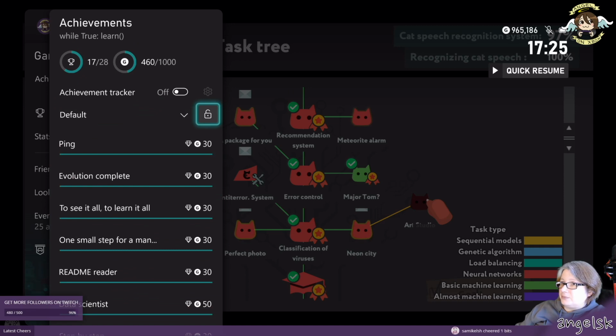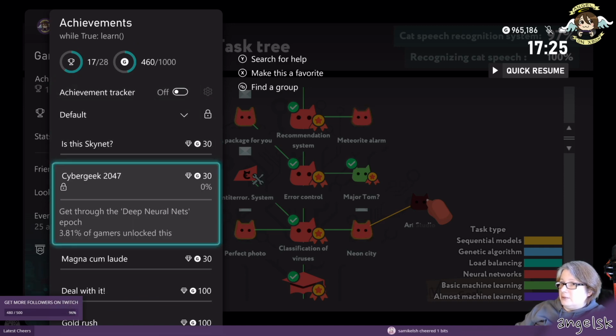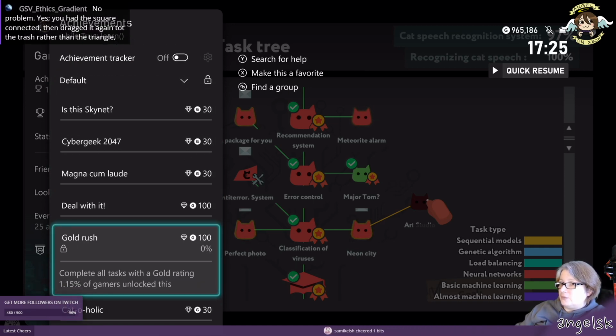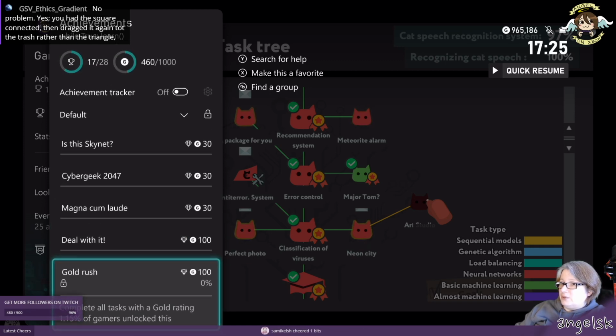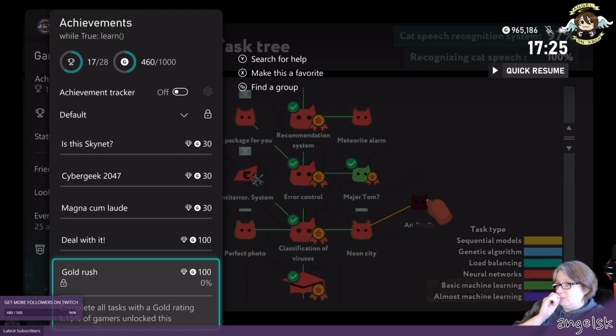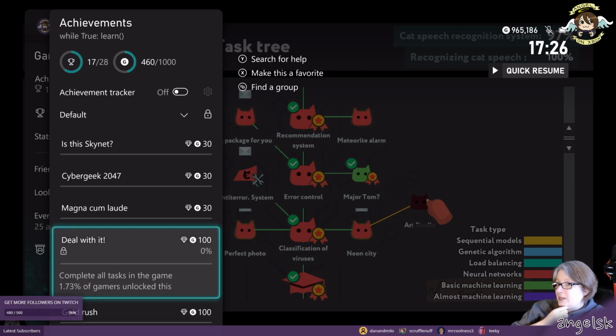First victories. So, neural networks, deep neural nets. And it's the complete all tasks with the gold rating. Yeah, it's very easy to do because I'm using a paw. It's basically like grab with paw, and it's not 100% accurate, even though it does have a pointy claw. Yeah, so all tasks with the gold rating is what is going to be slightly problematic because it was relying on being able to improve the computers, and I've maxed them out. So, yeah.